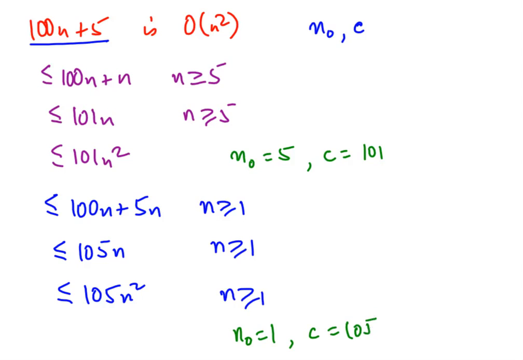Right? So the important thing to notice is that this choice is not unique. There may be different ways of doing it, but provided you can find at least one n0 and one c such that this property holds, you have this big O property.